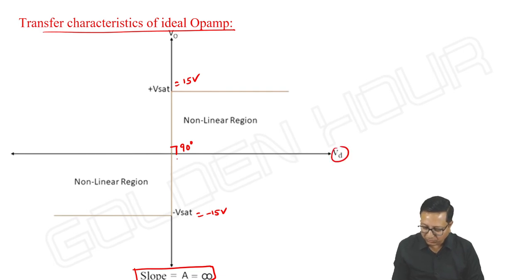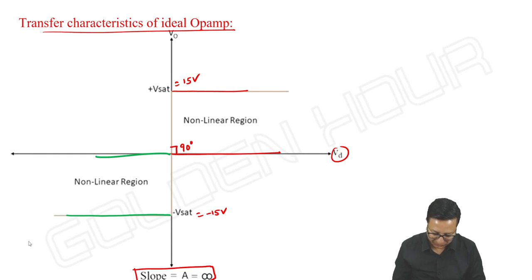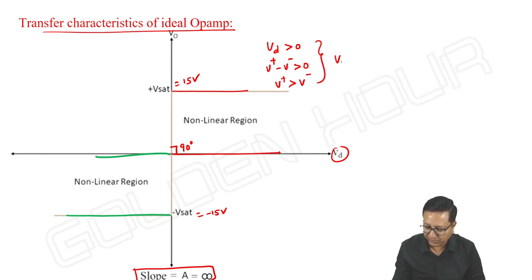See, if VD is positive, output is Vsat. And if VD is negative, output is minus Vsat. That's it. So what we can write here, if VD is positive, means greater than 0. VD means V plus minus V minus greater than 0, or V plus is greater than V minus, all mean the same. Our output is equal to V saturation.